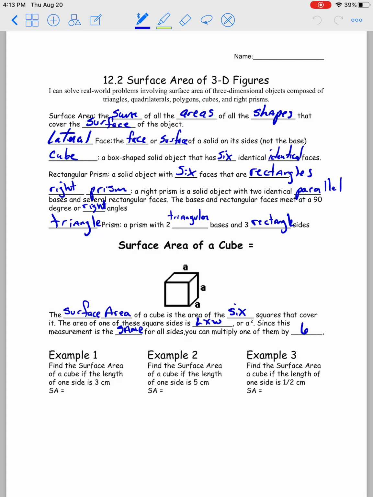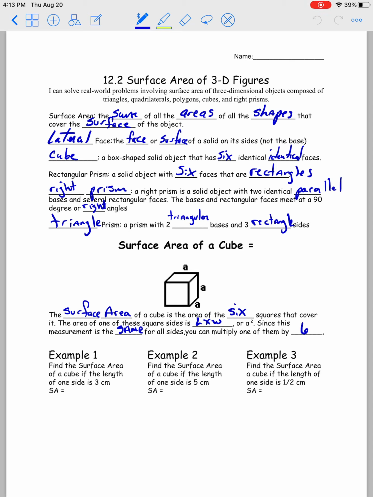Hey folks, today we're continuing our geometry units. Today we're talking about surface area, more specifically, surface area of 3D figures. Surface area is the sum of all the areas of the shapes that cover the surface of the object.